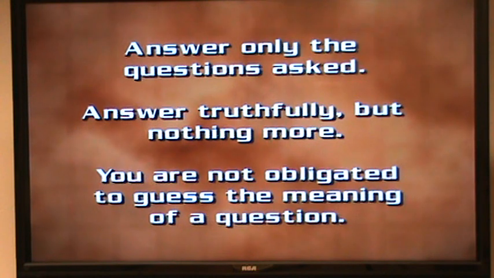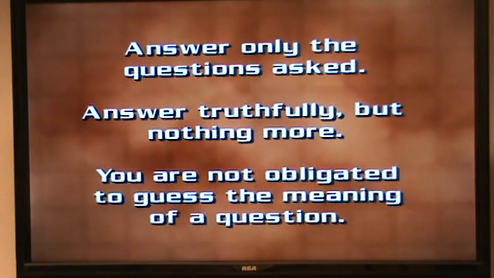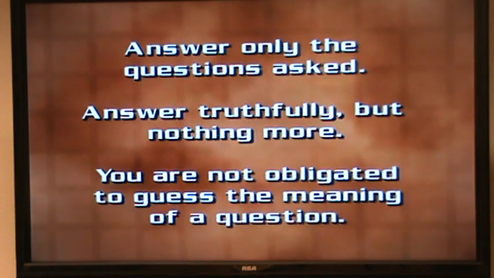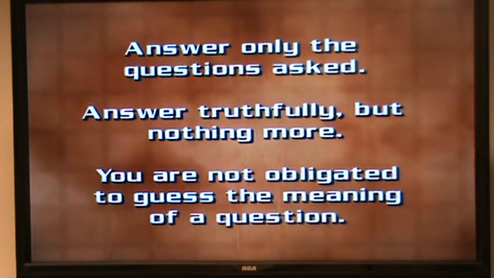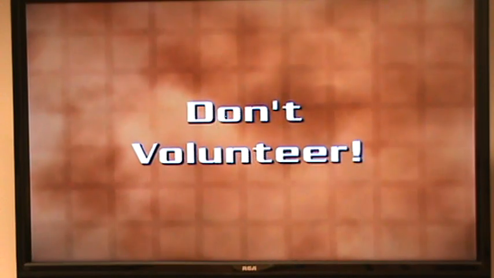You are not obligated to guess what is meant by the questions or tell the facts that you think the attorney meant to ask. Pretend the opposing attorney is a computer. You have to wait for the question to be typed on the screen before you can answer. And then you answer only what the question asks. Don't volunteer.